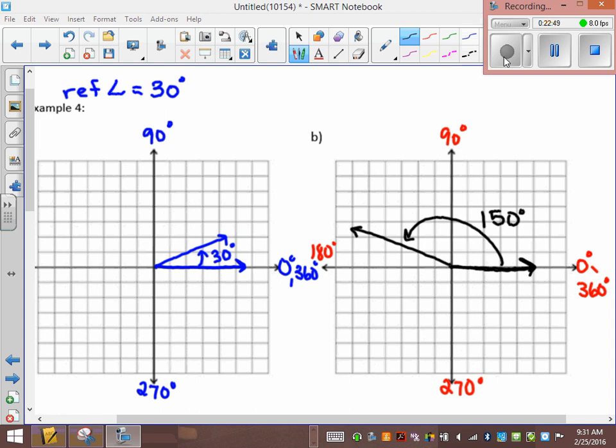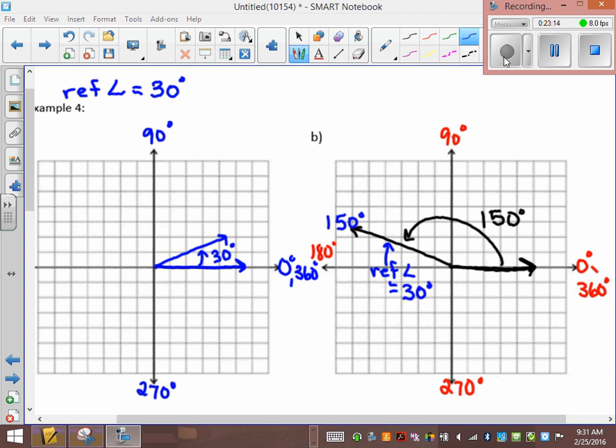The reference angle is from the terminal arm to the x-axis. How many degrees are from the terminal arm to the x-axis? 30. So from, this is 150 degrees here, to 180 is 30. So my reference angle is this angle. So my reference angle equals 30 degrees.